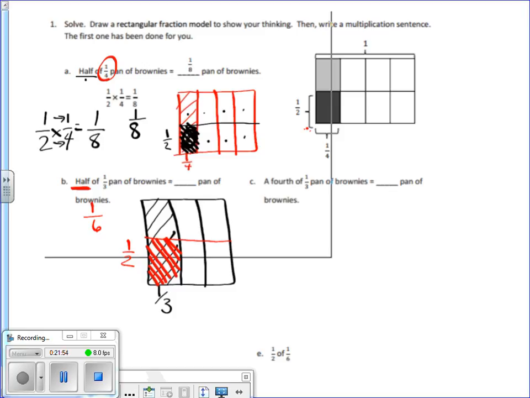You also want to practice doing the math, because the models are okay, but the math is better. 1/2 times 1/3. 1 times 1 is 1. 2 times 3 is 6.